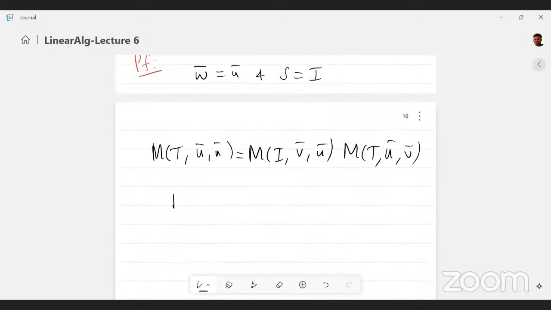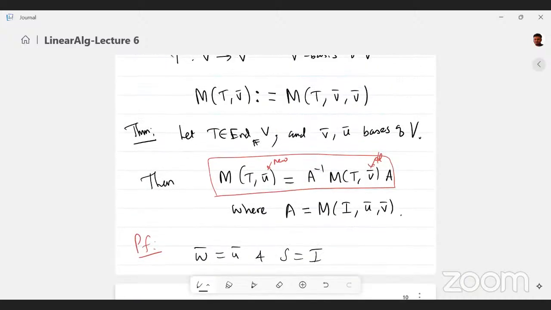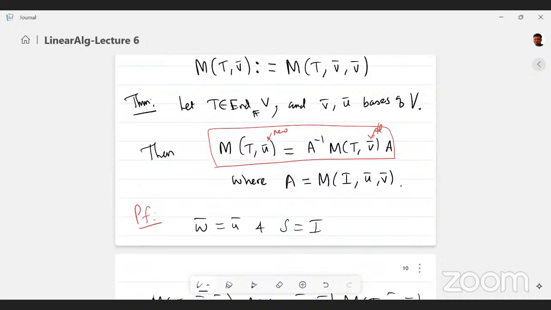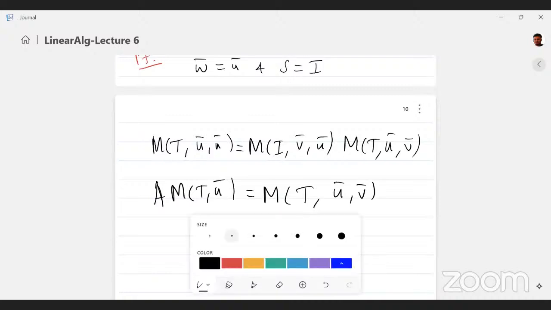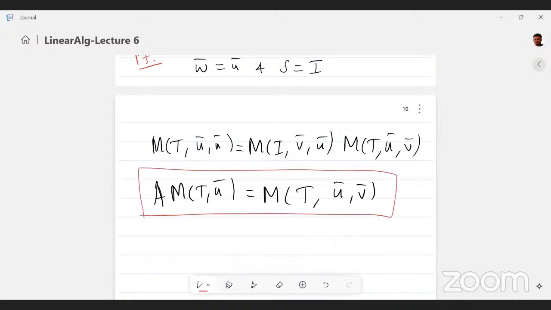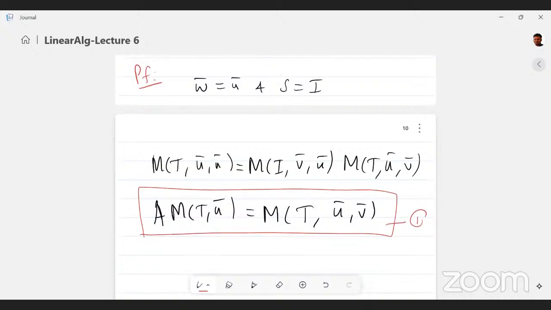But this is nothing but what? This is M of T U bar, which is nothing but this. A, I have taken to be M of I U bar V bar, so this is A inverse. If I multiply by A on both sides, then I get A times M of T U bar equal to M of T U bar V bar. This is one equation I get by substituting W bar equal to U bar and S equal to identity.